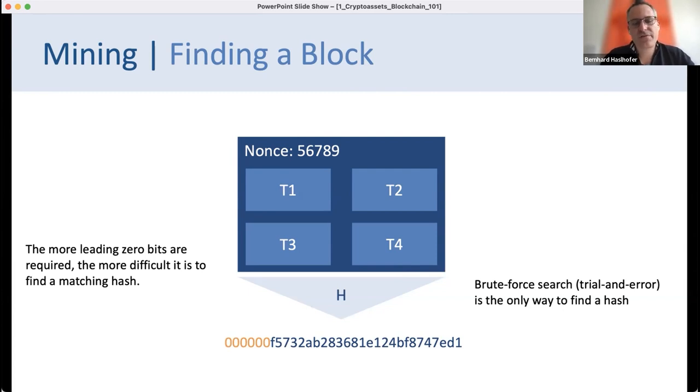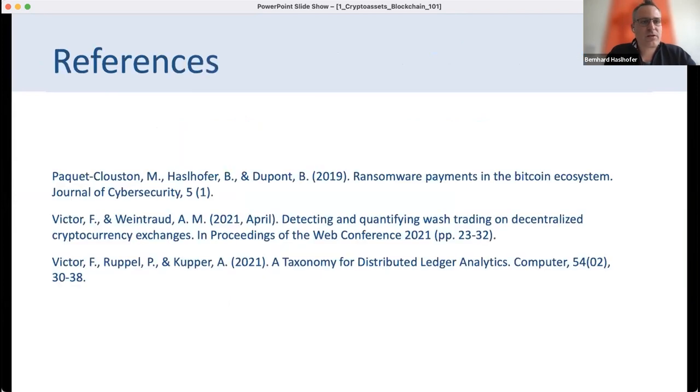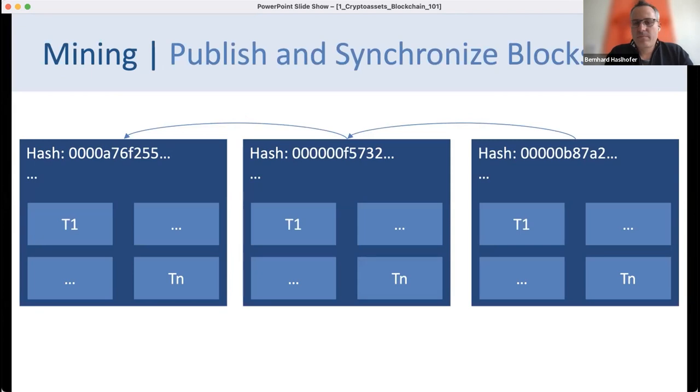And if there is a matching hash, one has found a block and can broadcast the block back to the ecosystem and receive so-called block rewards. All the other nodes in the Bitcoin peer-to-peer network then synchronize the block with their own copy of the local blockchain. So that's the idea of mining, which we don't cover in more detail in this tutorial, but just to give a complete picture.